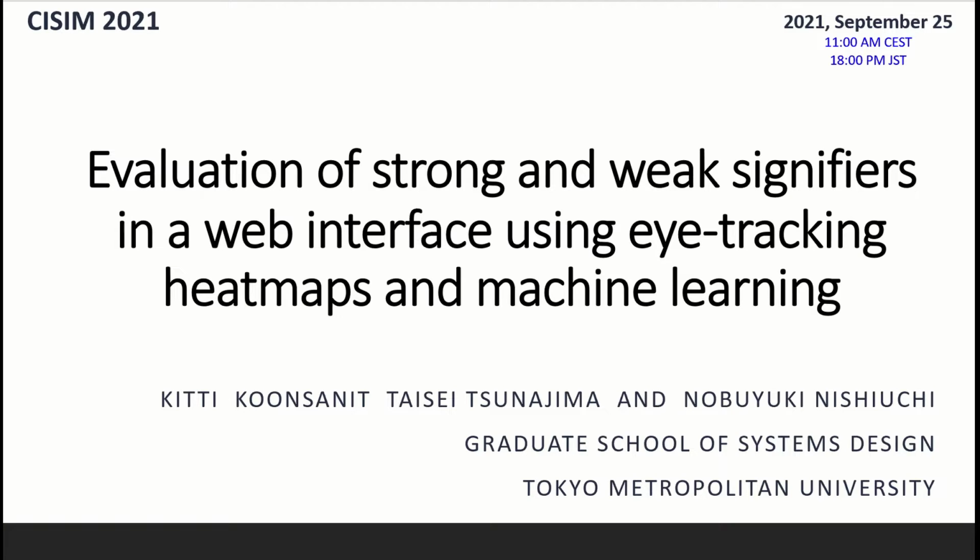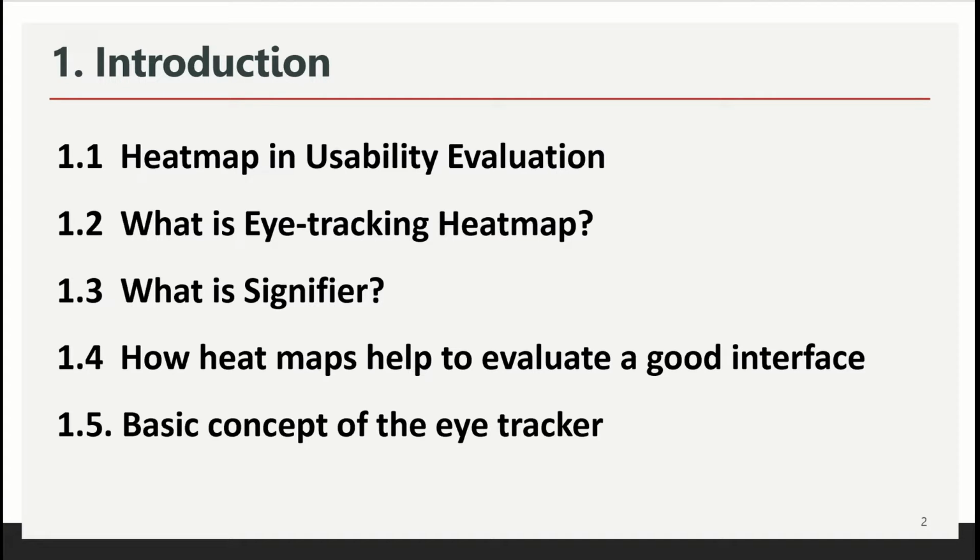I am Gitti Kunsnit from the Graduate School of System Design, Tokyo Metropolitan University, Japan. I would like to talk to you about evaluations of strong and weak signifiers in a web interface using eye tracking heat maps and machine learning. So let's start with heat map.